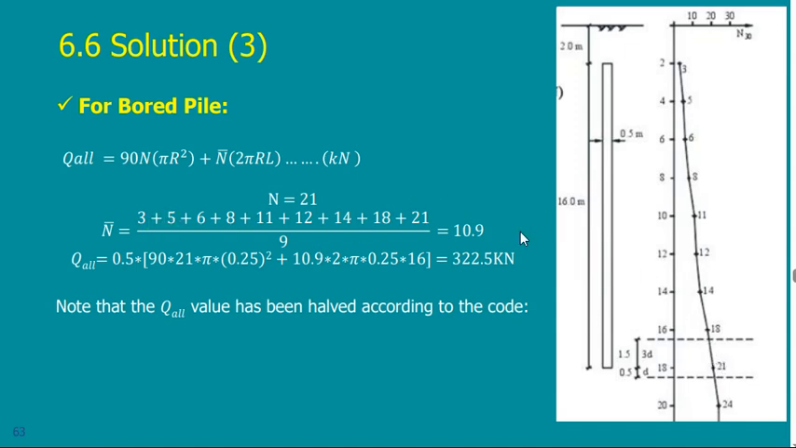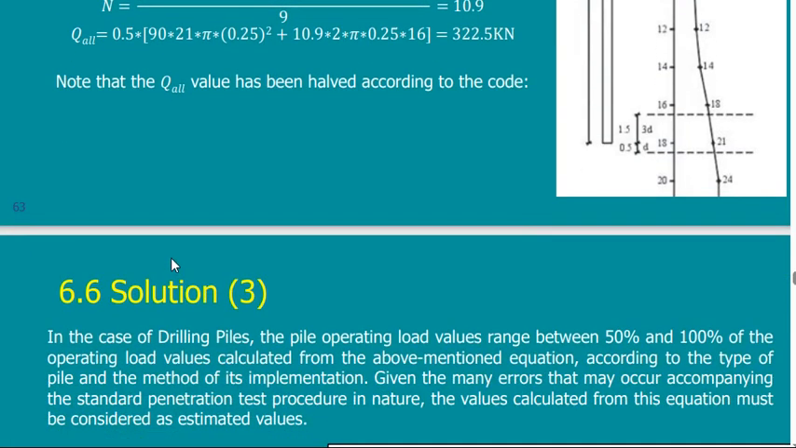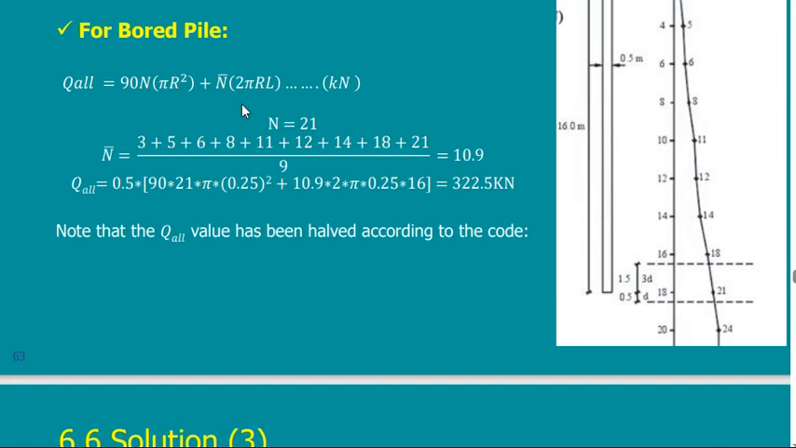The value of N bar is the average of all of these values starting from pile top to pile end. Exactly. Any values in between will be taken. Here I have 9 values, so I sum the 9 values, divide them by 9, then this will be the N bar, and then normal substitution in the equation. Suppose I finish this, this will be the Q allowable of the pile.